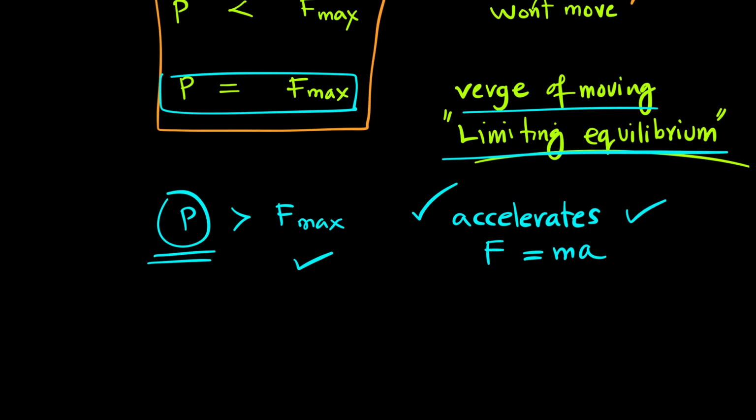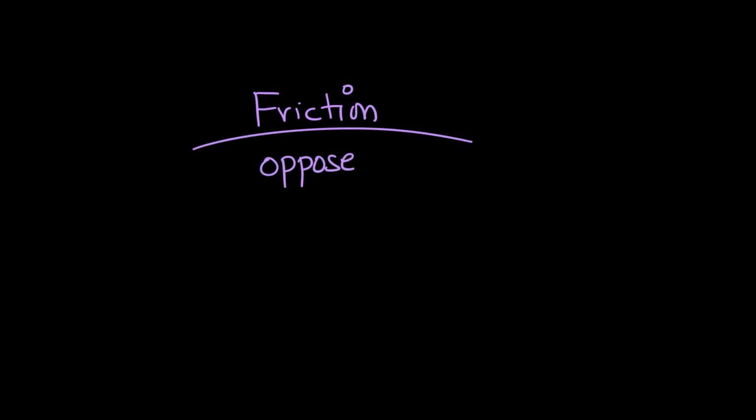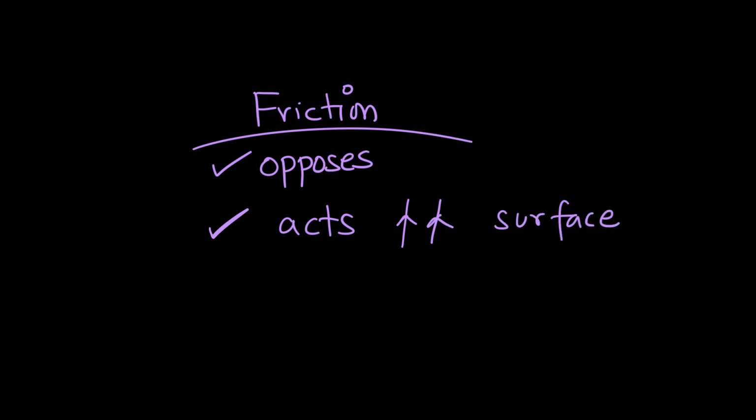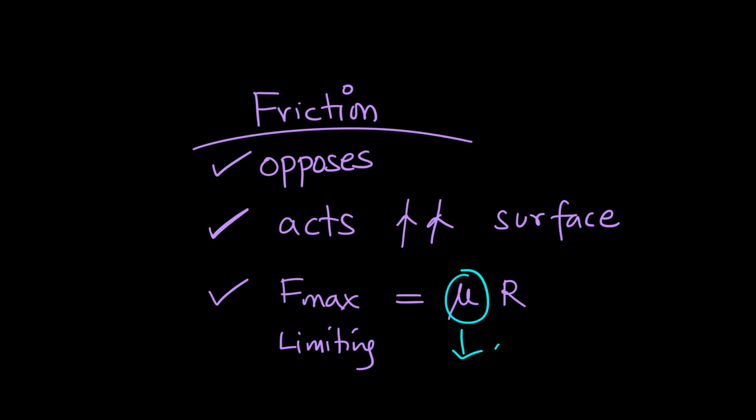So what have we learned in this particular video? We have learned that friction is a special kind of force which opposes motion. That is the first and the foremost thing. And the second thing is it always acts parallel to the surface. How can we calculate friction? Fmax, the maximum value, the limiting value of frictional force is given by the formula mu R. What is mu? Mu is known as the coefficient of friction.